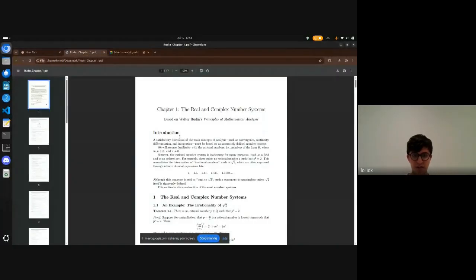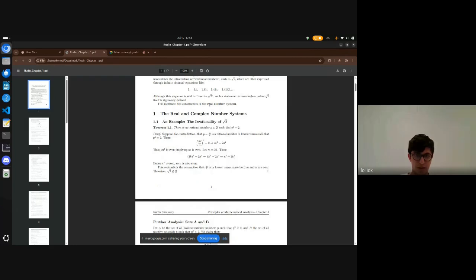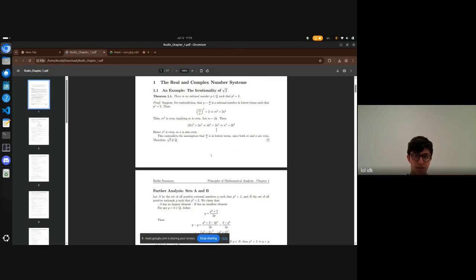So as an introduction, this first chapter is about the real and complex number systems, starting with numbers, their basics, the real number system, and it motivates the construction of the real number system. So we start by proving that there's no rational number p in Q such that p squared equals 2.